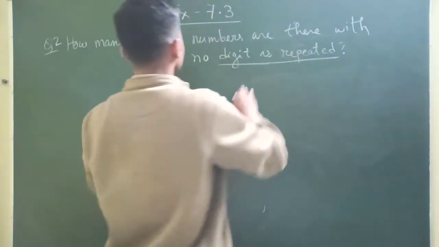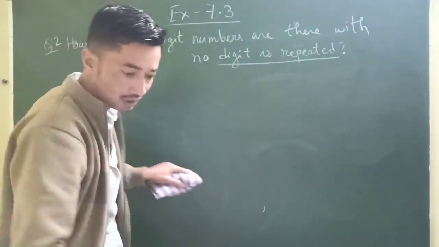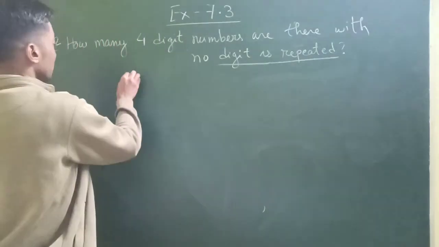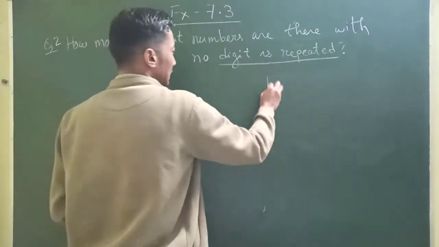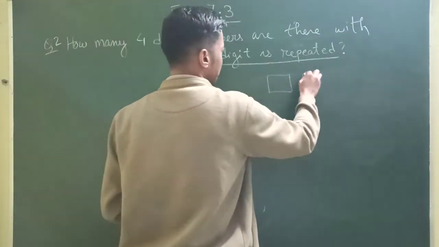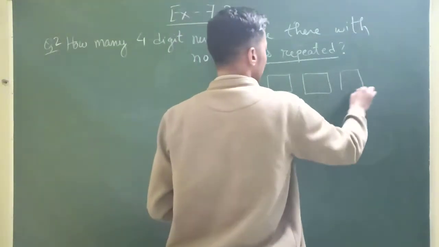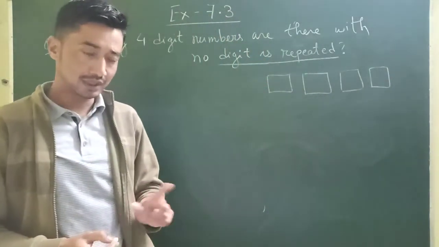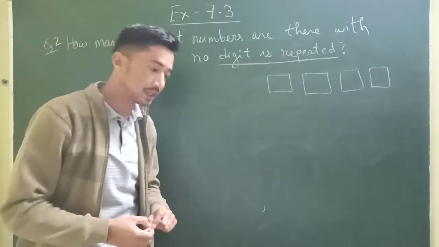How many 4-digit numbers are there? How many 4-digit numbers are there with no digits repeated? Now, you have to be careful here. Because in that first question, we had the digits from 1 to 9. So there were not many restrictions there.